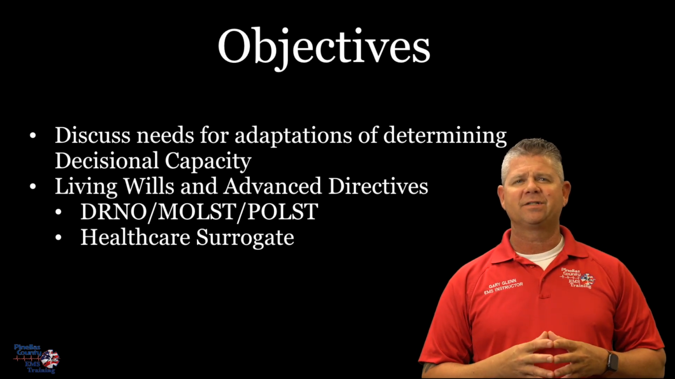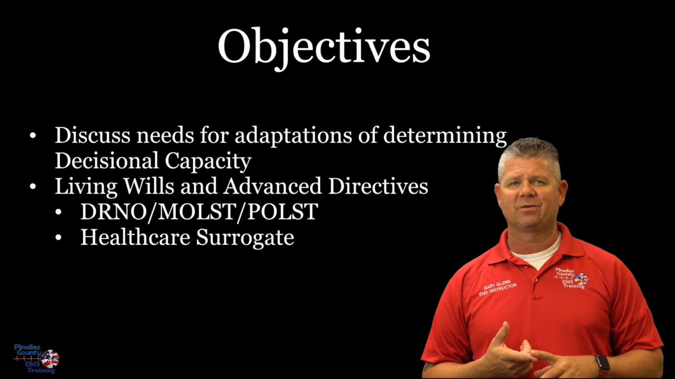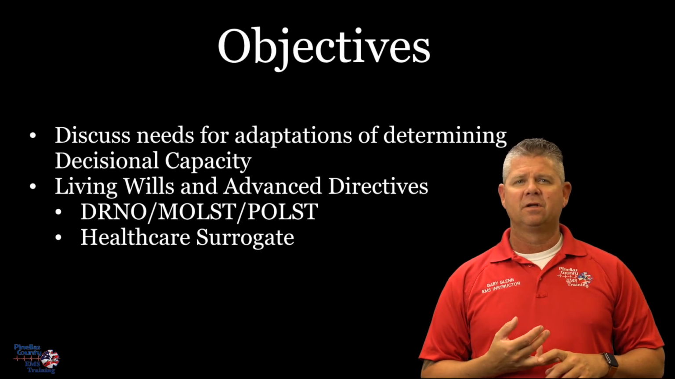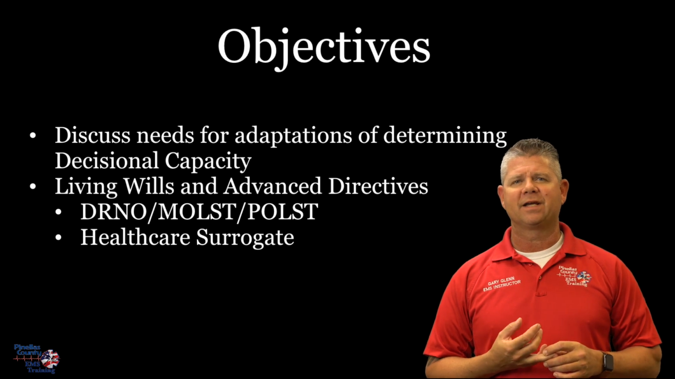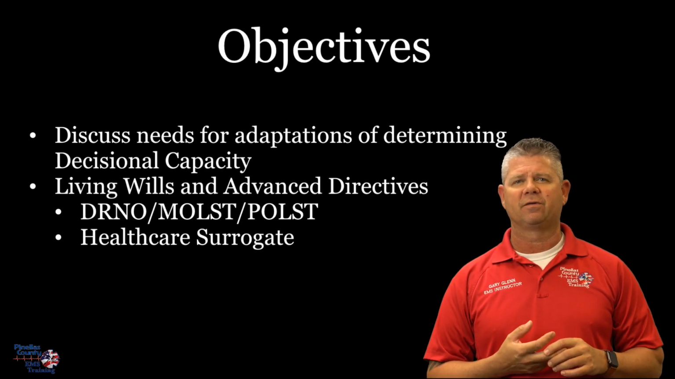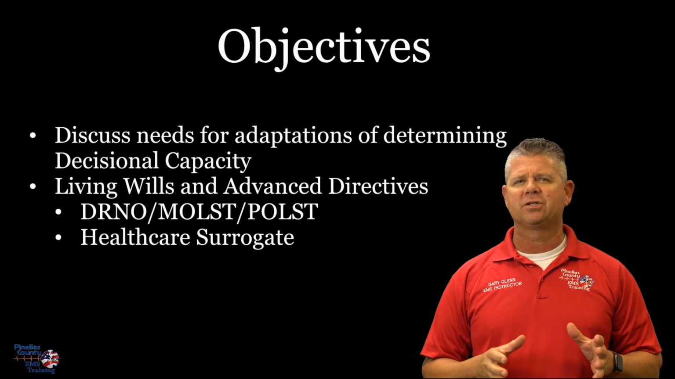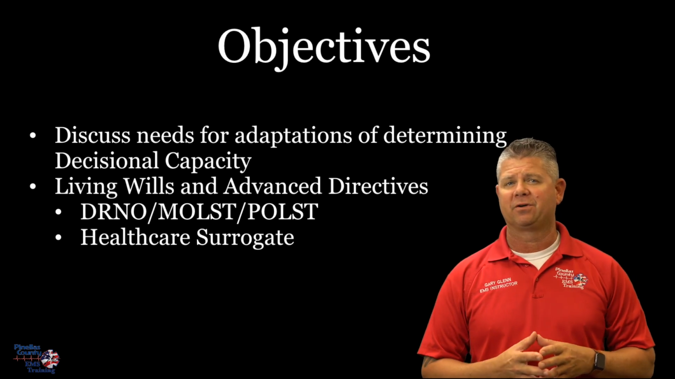We're going to discuss the differences in living wills and advanced directives. We're going to take a look at DNRs. We're going to look at MOLST and POLST. A MOLST is a medical order for life-sustaining treatment, and a POLST is a physician's order for life-sustaining treatment. We're also going to discuss the differences between a healthcare surrogate and a power of attorney.